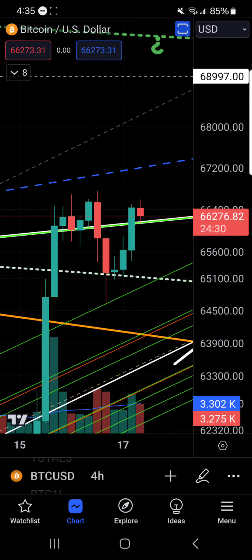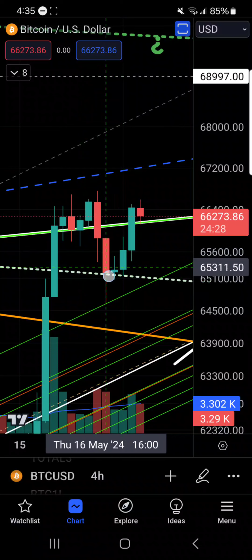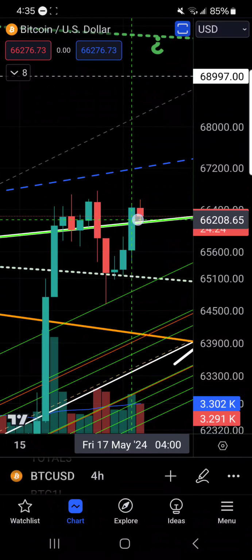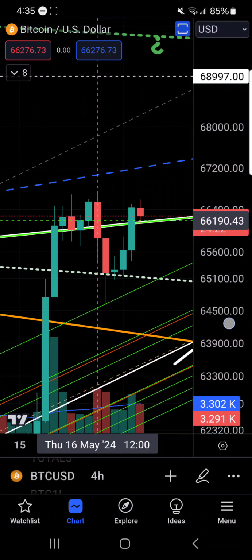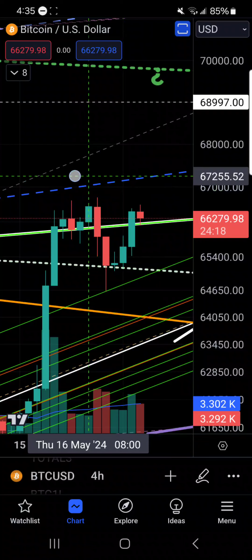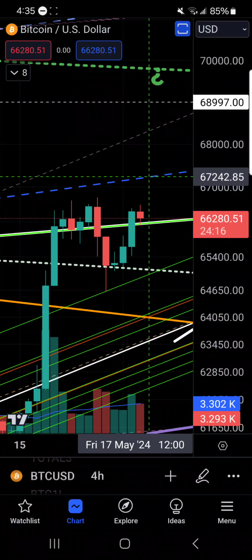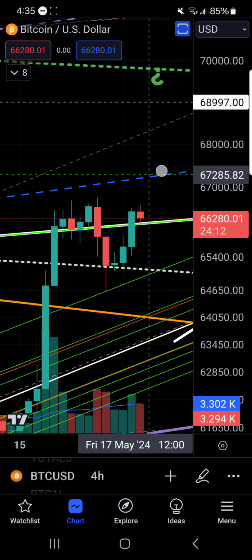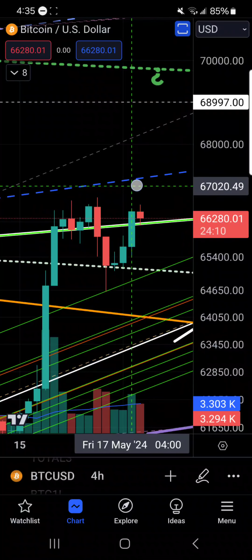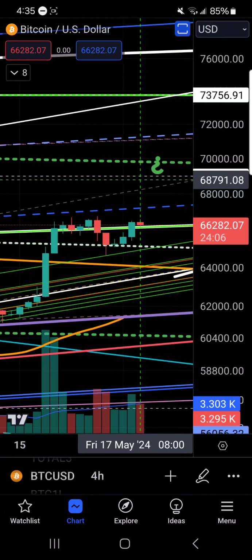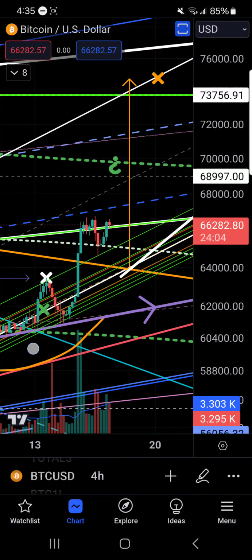Okay. So we've held the mean band here. We're breaking up into our white channel. Now, I've added this blue dashed line. It's not really important right now. We might see a little bit of a hang up here on this blue line. It's the center line of our blue channel. I haven't talked about it in a long time.